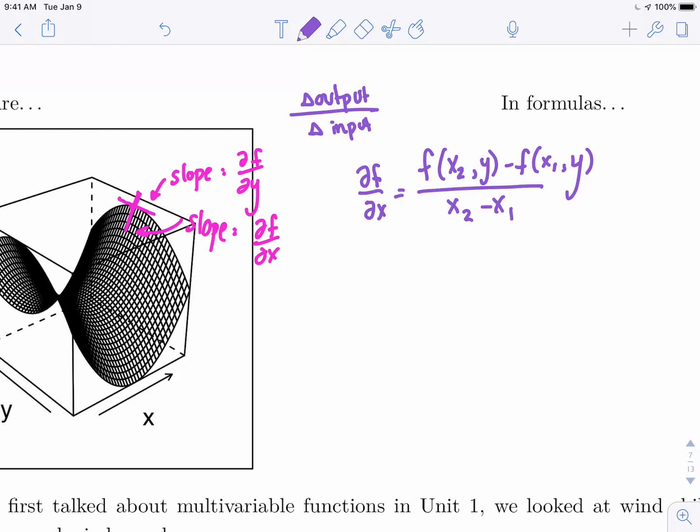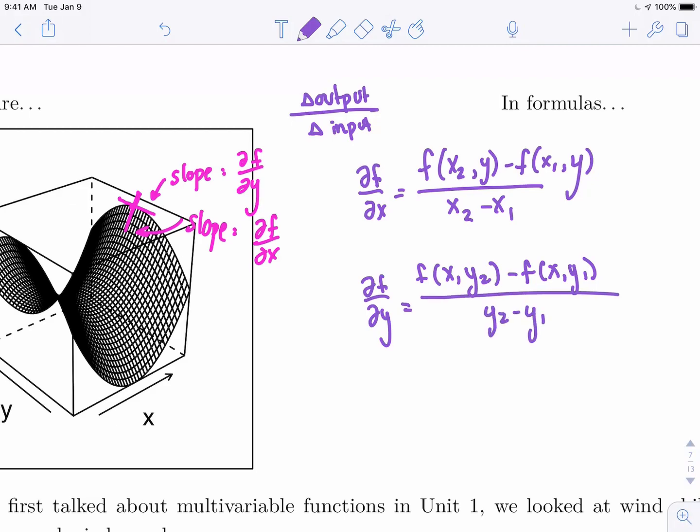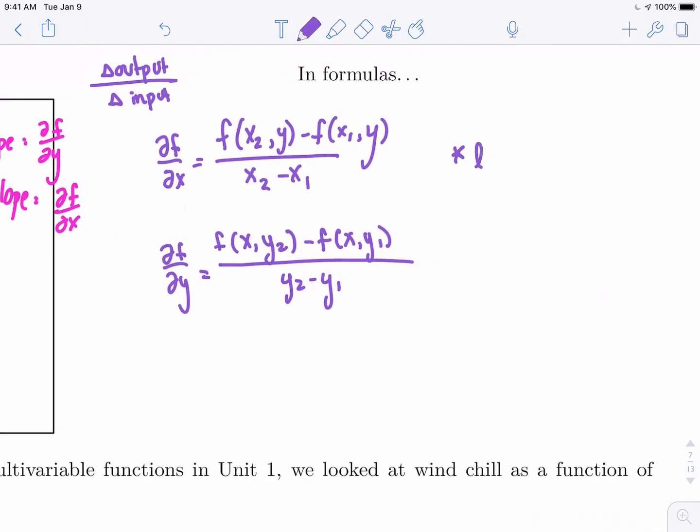So if I want to do this for y, we would do f of x comma y2 minus f of x comma y1, and we'll divide by the change y2 minus y1. So if you look at this, it really looks like slope in x or slope in y.